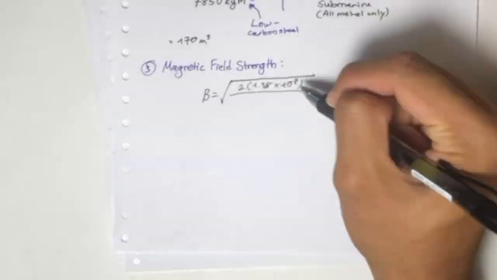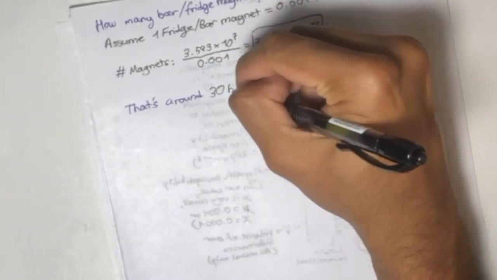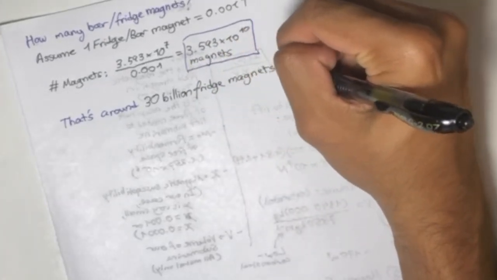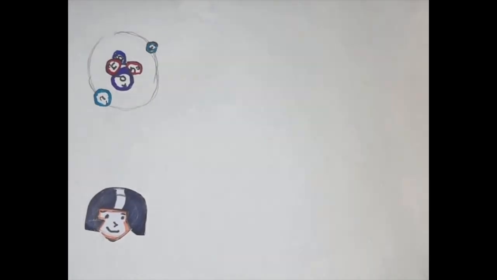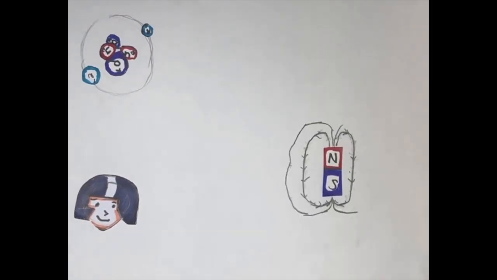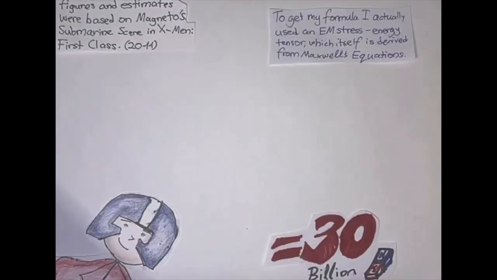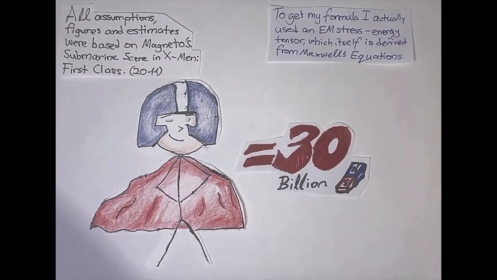Based on estimates from the movie clip, that figure works out to be 3 times 10 to the power of 7 Teslas. That's about 30 billion fridge magnets. Every magnetic field in the universe, from Magnet Guy's to that of a neutron star, is governed by a set of equations called Maxwell's equations. I even had to use Maxwell's equations to get an estimate on Magnet Guy's field strength.